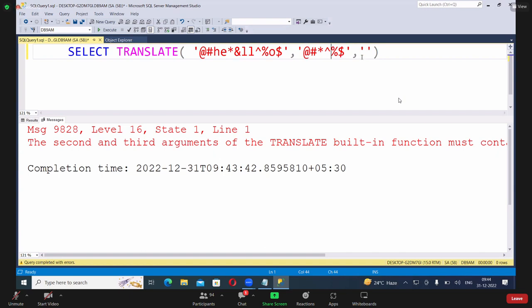Understood? Then I do one thing. There are 6 characters. Translate all the 6 characters to one special character. I'm translating them to star. How many stars? 6 stars: 1, 2, 3, 4, 5, 6. So at is translated to star. Hash is translated to star. Star is translated to star. Cap is also translated to star. Percentage is translated to star. Dollar is translated to star. Now see the output.